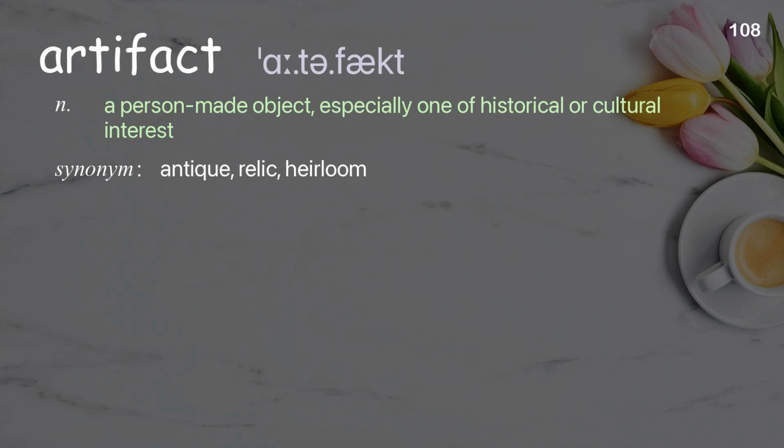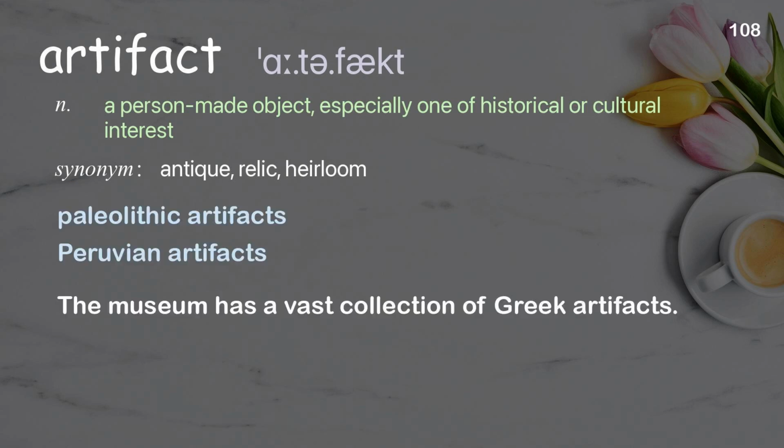Artifact. A person-made object, especially one of historical or cultural interest. Examples: Paleolithic artifacts. Peruvian artifacts. The museum has a vast collection of Greek artifacts.